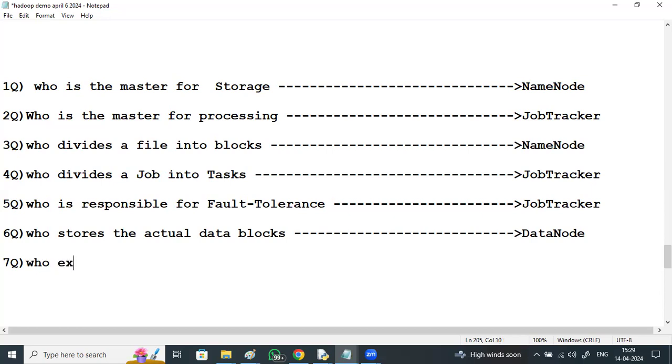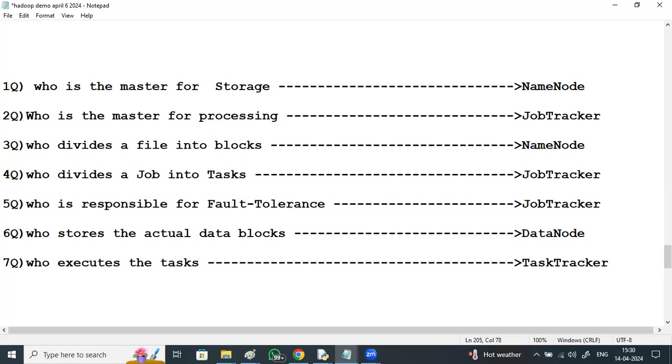Who executes the tasks? Job tracker assigns the tasks, and who is going to execute the tasks? Task tracker. Who executes the task? Task tracker.